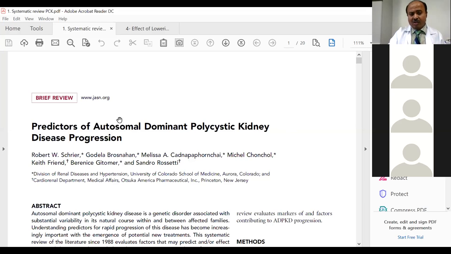The question in this study is, what are the predictors of autosomal dominant polycystic kidney disease progression? What's meant by this? If the patient has polycystic kidney disease, the kidney will deteriorate and the cysts will grow. So I want to know which factors lead to more and more increase in the cysts and increase the progression of kidney disease and polycystic kidney disease. Is it a nice question or not? To know the predictors?